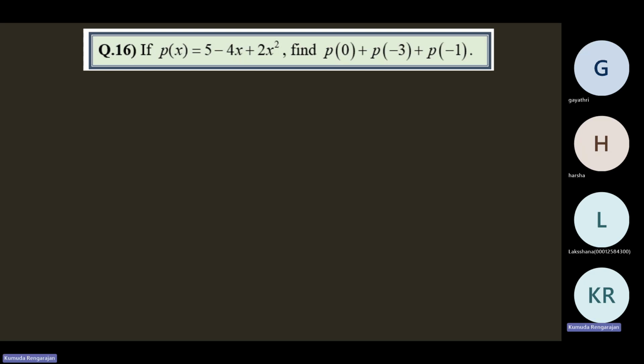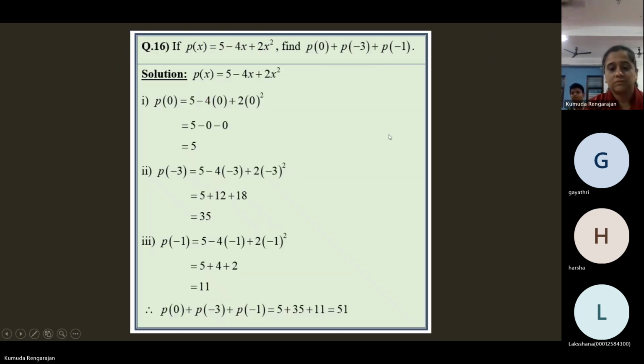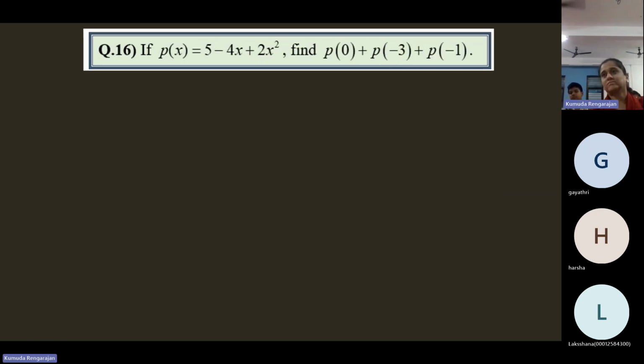What's the answer? I got 53. 53. Okay. You got 37. No, both incorrect. It doesn't match with the answer I have. So assuming I am right. Yeah. Finish it and let me know.